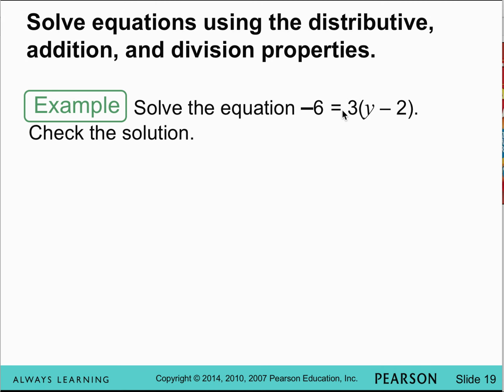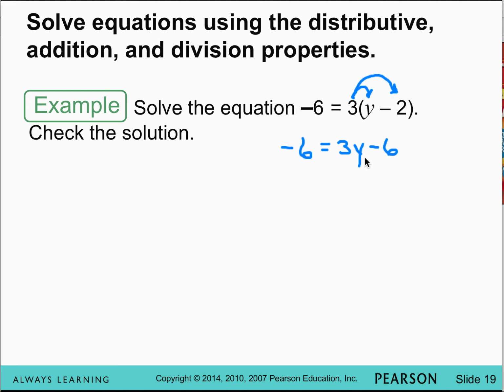Okay, I have an equation, so get rid of fractions. There's not any. Get rid of parentheses. Have some parentheses this time. I can't get rid of them by actually doing what's inside the parentheses, so I use my distributive property to get rid of them. 3 times y and 3 times negative 2.